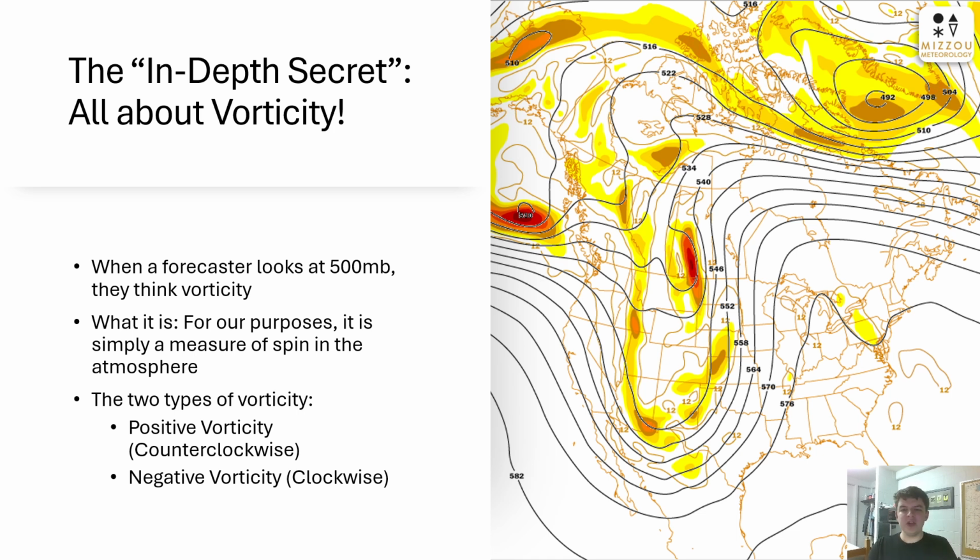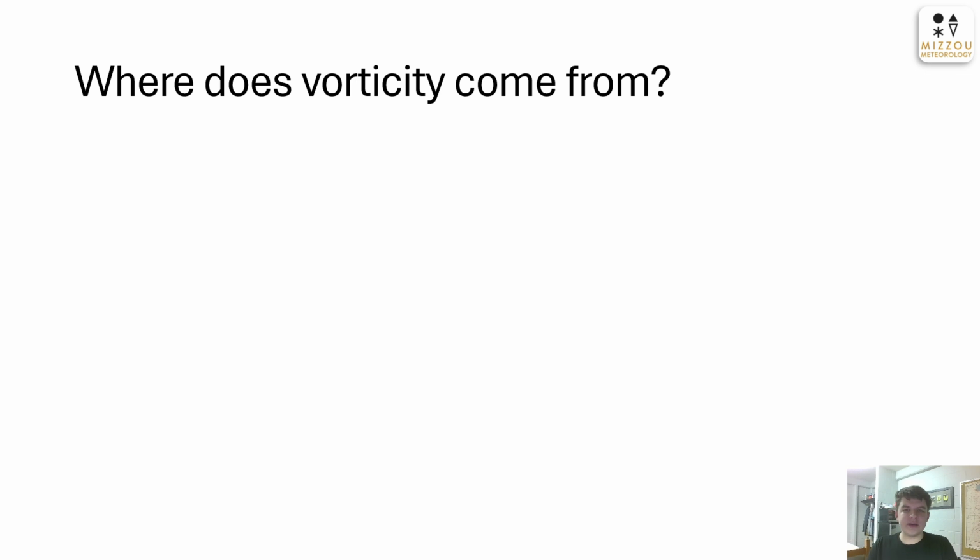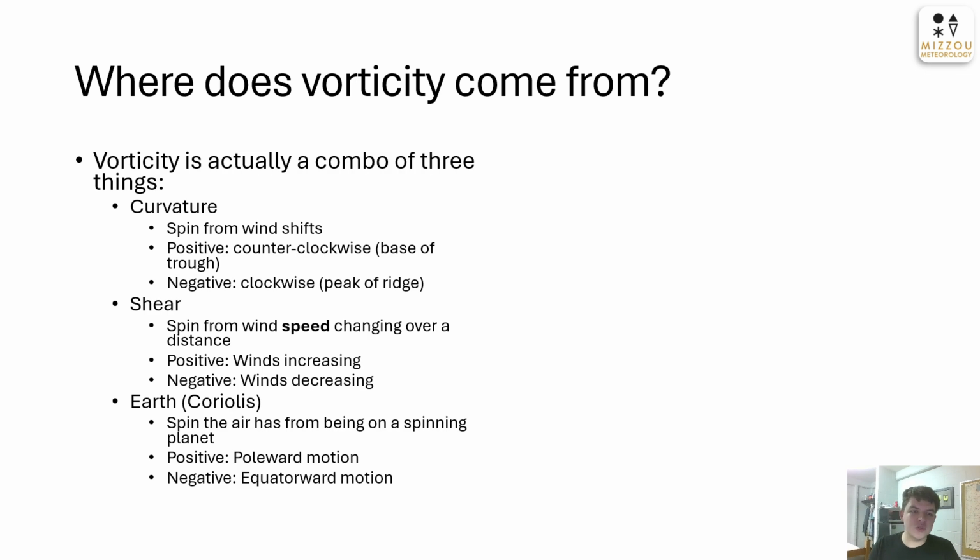Now, there are three different variants of vorticity that create absolute vorticity, which is what we care about. There's curvature vorticity, which is the spin from wind shifts. Positive vorticity tends to be counterclockwise, negative vorticity clockwise. That's what we just went over. Then we have shear vorticity. This is spin from wind speed changing over a distance. Positive tends to be when winds increase with distance. Negative tends to be when winds decrease with distance.